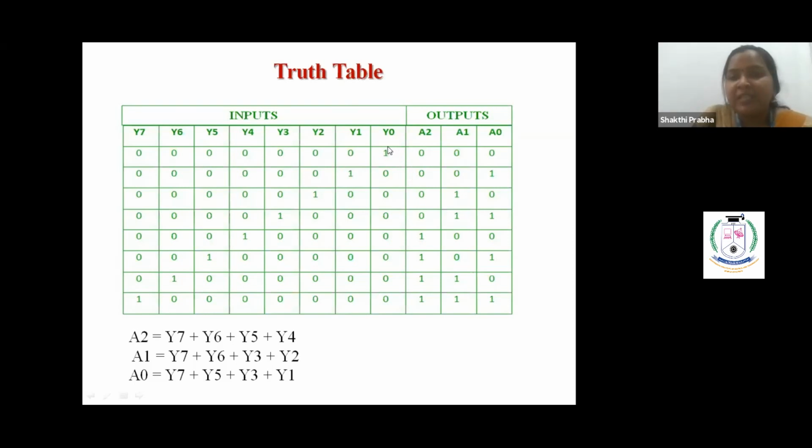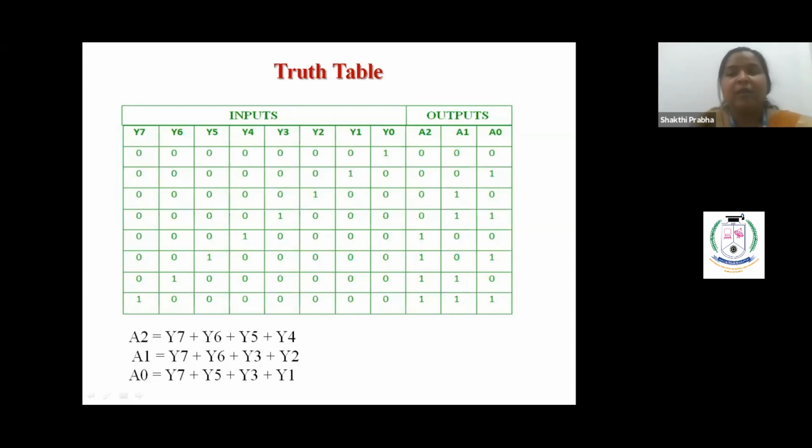So first I am making the first input Y0 to be active. Active I am marking as 1. All inactive states I am marking as 0. So when output A0, A1, A2 is 0, 0, 0, my Y0 will be 1, remaining everything will be 0. What about the second case? When the condition is 0, 0, 1, my Y1 will be 1, all the other inputs will be off.